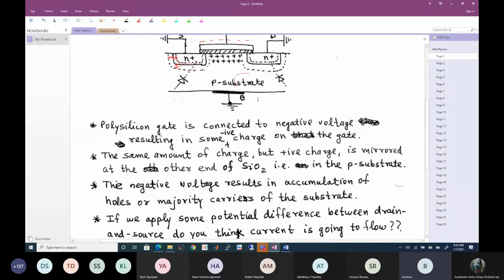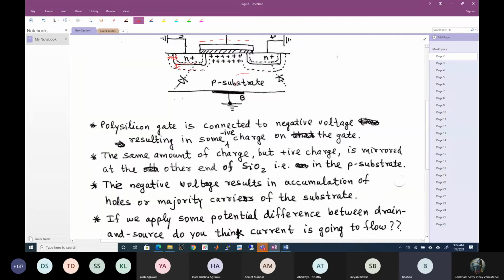If it was a PMOS, then the substrate will actually be an N substrate, or if I want to fabricate on the same substrate, this will be an N well, and therefore there will be negative charge over here, and this will be P plus and this will be P plus.